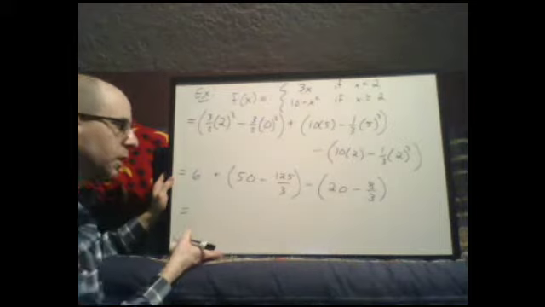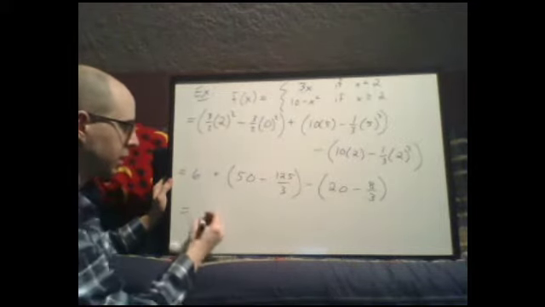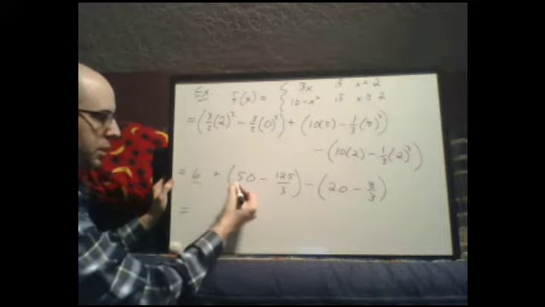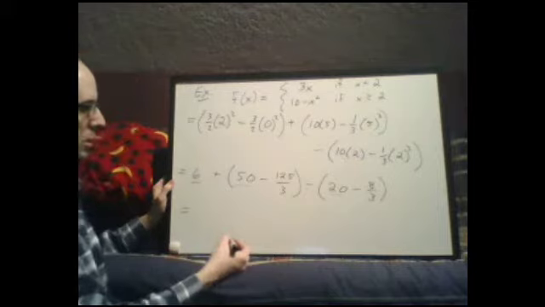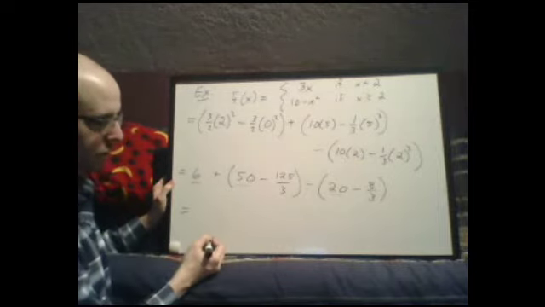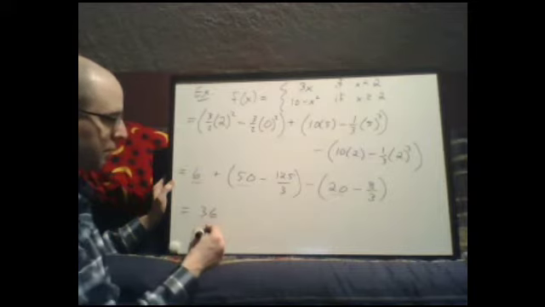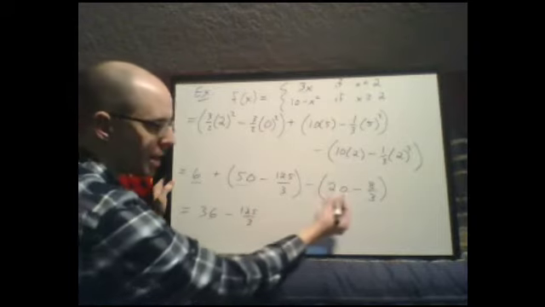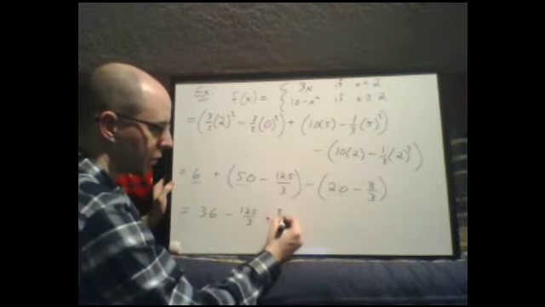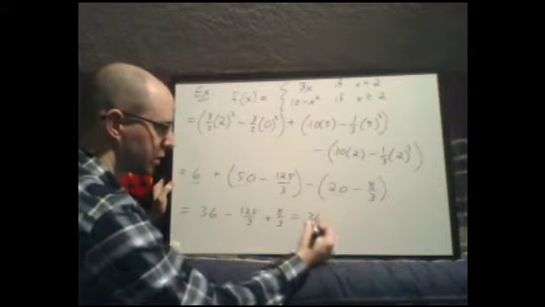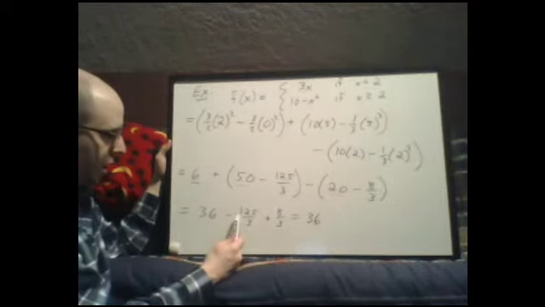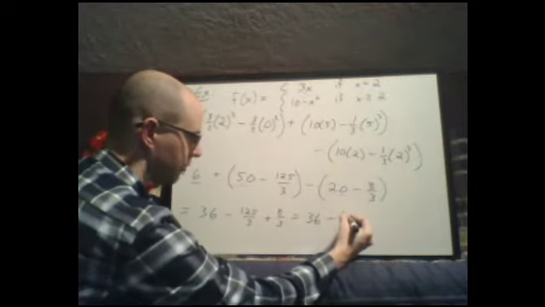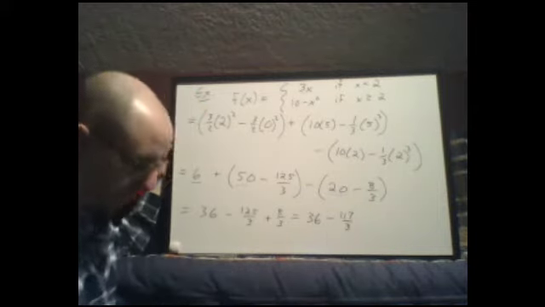Okay, so now let's carefully deal with the minus signs. Let's do the whole numbers first. That's the easy part. You have 6 plus 50 minus 20. So that's 50 minus 20 is 30. 30 plus 6 is 36. Now I've got minus 125 over 3. And minus makes plus 8 over 3. So that's 36. Negative 125 plus 8 will be negative 117 over 3.